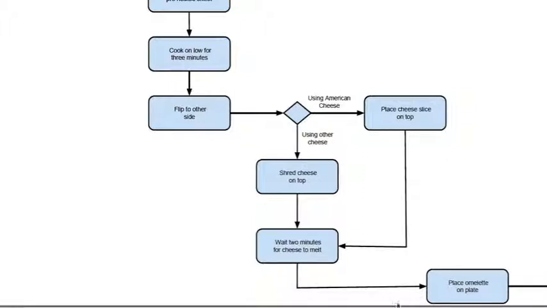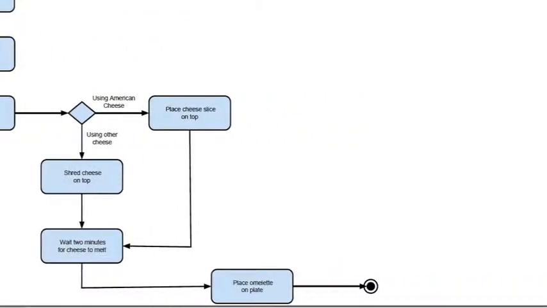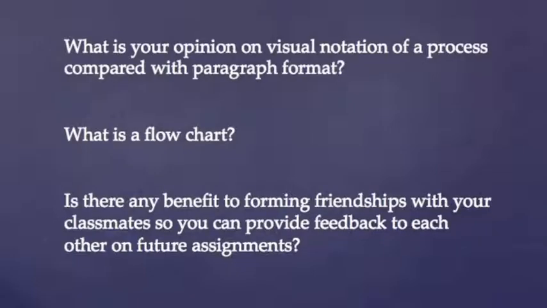to place omelet on a plate. After we place the omelet on the plate, we merge to our final node, which is a completed egg omelet with vegetables and cheese. What is your opinion on visual notation of a process compared with paragraph format?